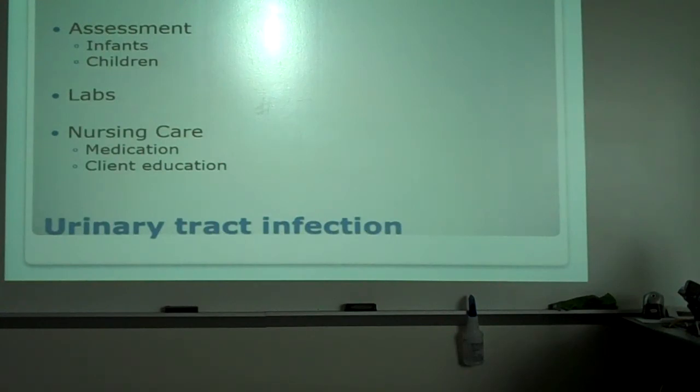So it's very important that we not only educate them on ways to prevent it, that we educate them on taking their entire antibiotic treatment. Just because they feel better does not mean that they do not finish it. And that can further cause complications, as well as the infection can come back, and urinary tract infections can get very bad very quickly.